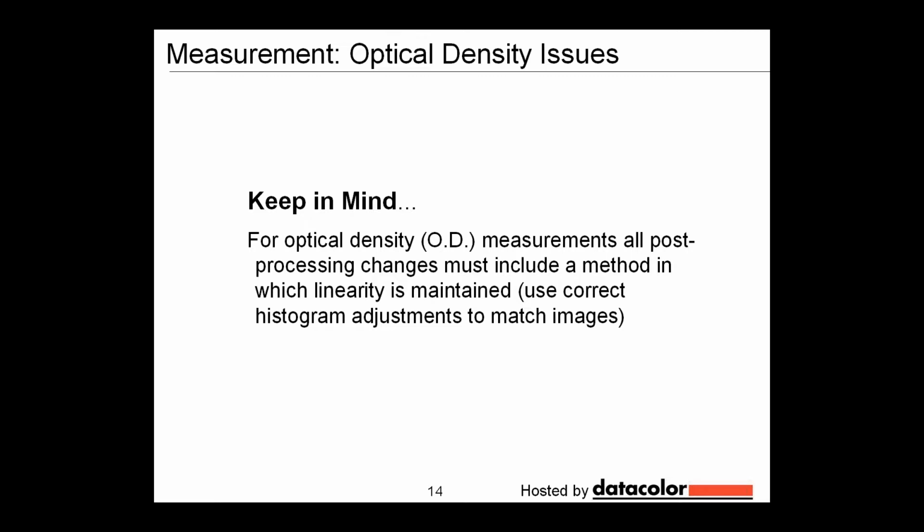During this process, you have to keep in mind that if you're going to do some kind of optical density measurement, some kind of densitometry, all of your post-processing changes must include a method where you keep the linearity. So when you have differences in exposure, for example, you're going to have to do some kind of histogram adjustment, and you have to do that correctly.